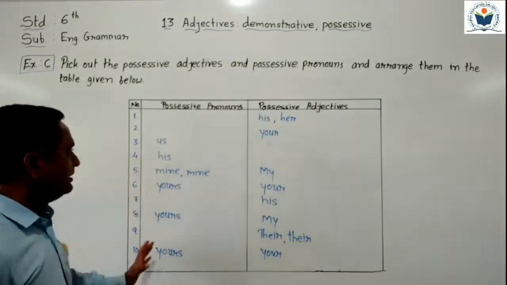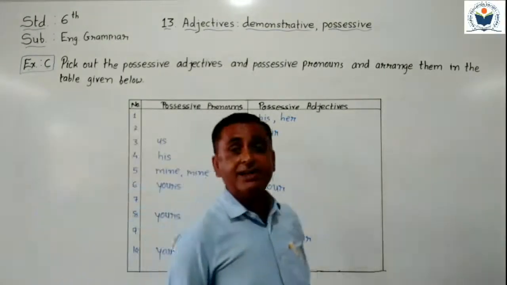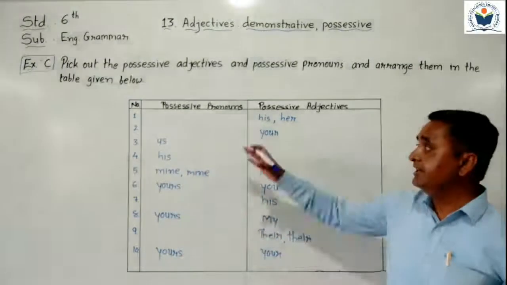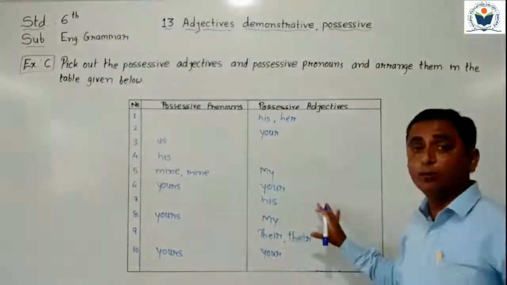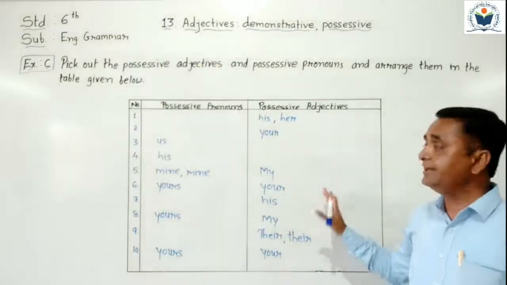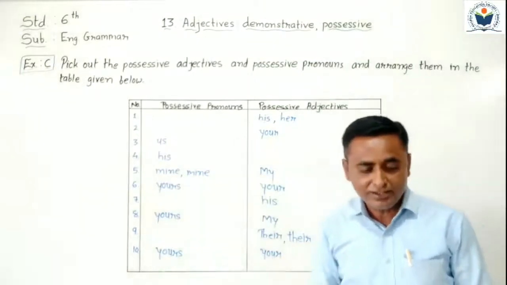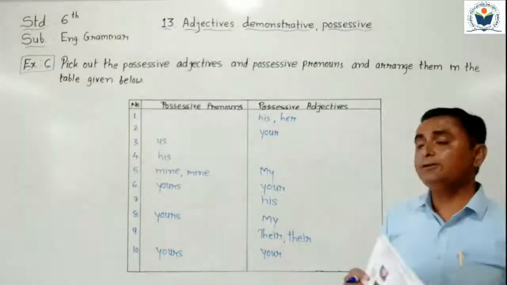Can you understand, students? So here our exercise C is over. You just have to complete exercise C as I completed it on the board. In the same way you have to write in the given boxes with a pencil. Okay students, here our exercise C is over.